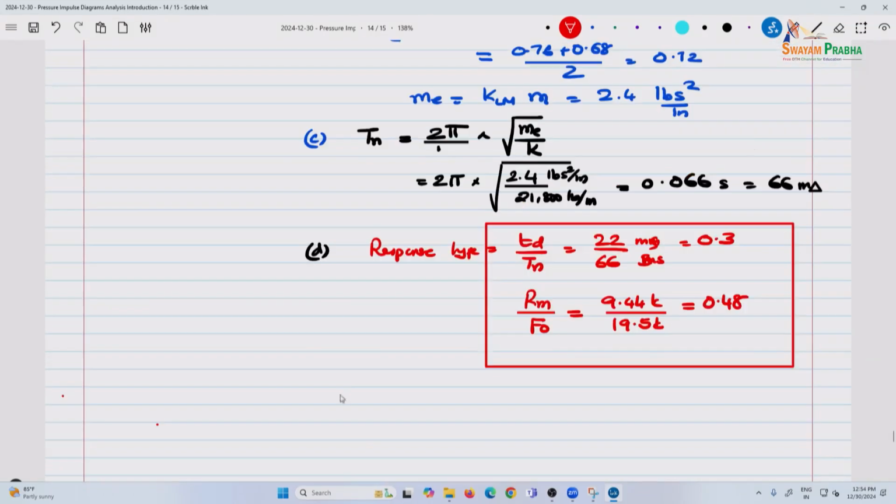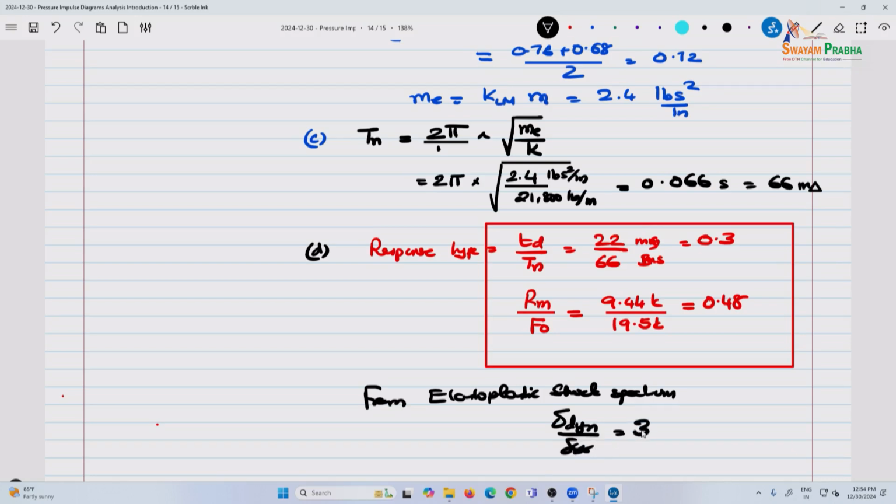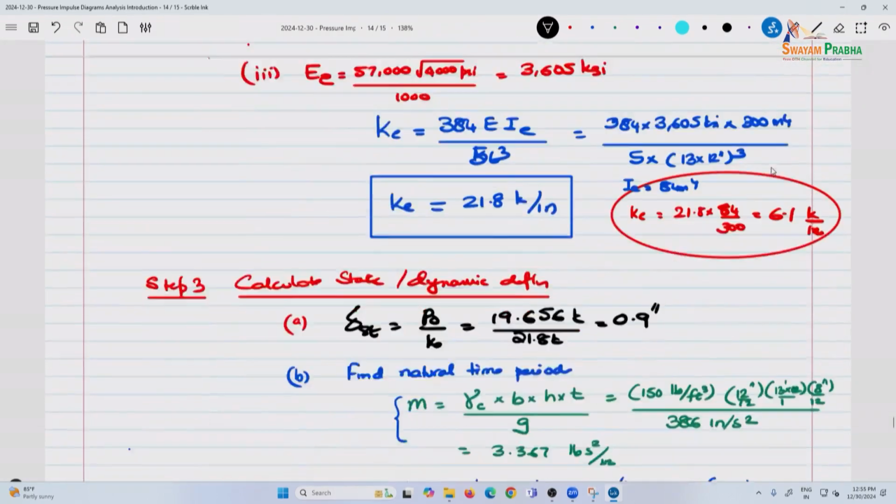So from the elasto spectrum, delta dynamic by static equal to 3. So delta is 3 times 0.9, right?